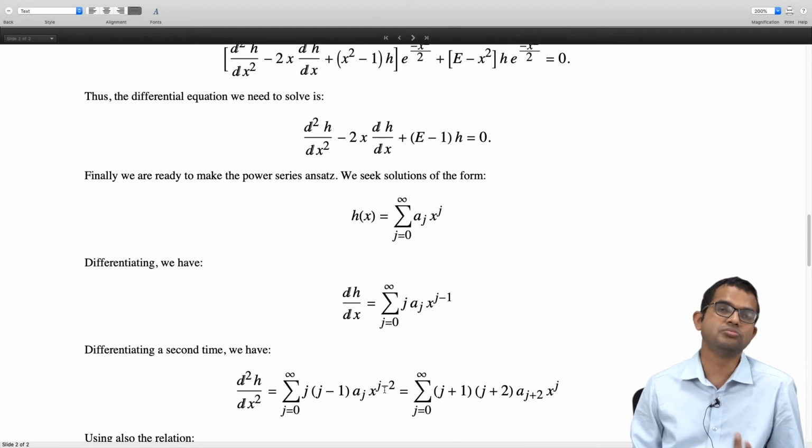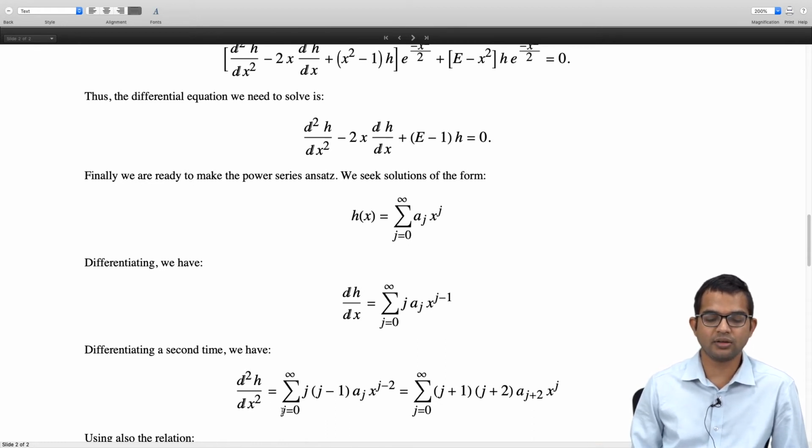j minus 2 is equal to some k. So in place of j minus 2 you'll write k, and in place of j you'll write k plus 2. In place of j minus 1 you will write k plus 1, and this one will become k plus 2. And then you argue that it's just a dummy variable which is getting summed.